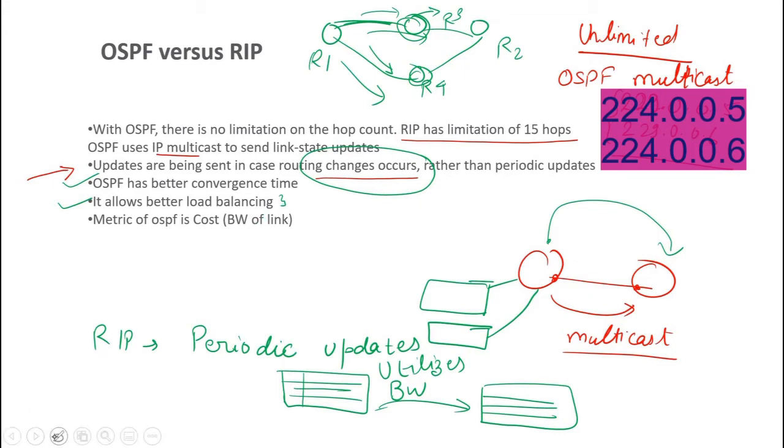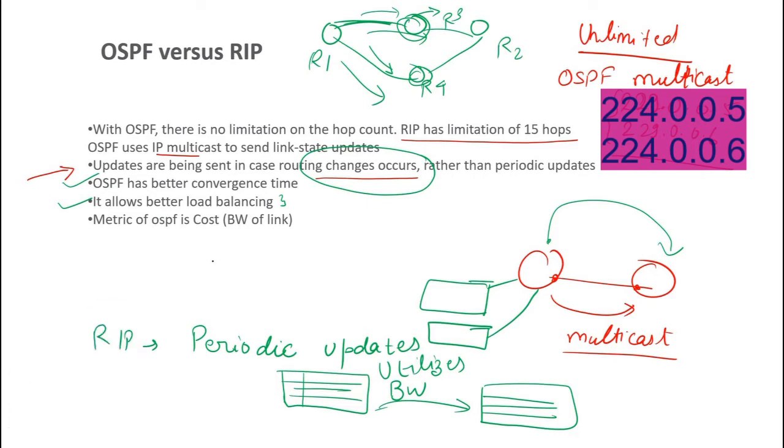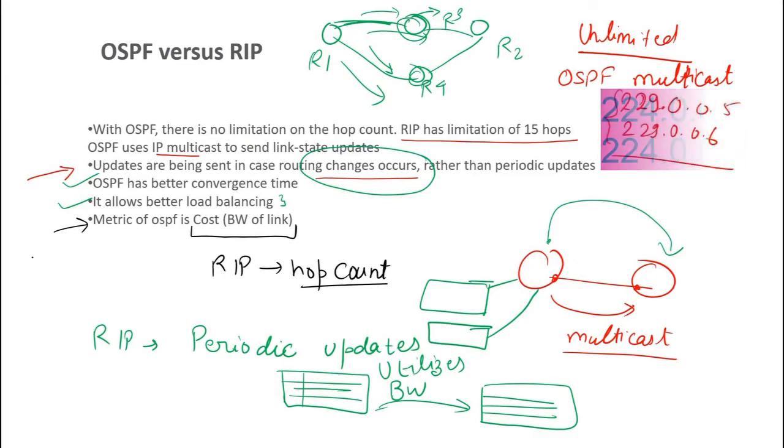Another and most important part is our metric. In RIP, our metric was the hop count, because that's how we were finding the destination, based on how few hops we need to reach it. And here the metric is our cost. Cost means the bandwidth of the link. We discussed in the previous session how cost is calculated, that is 10 to the power 7 divided by the bandwidth, but that formula is not valid anymore. We have some standard cost for that link.